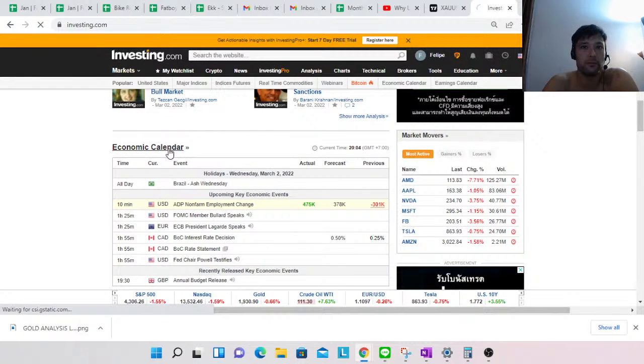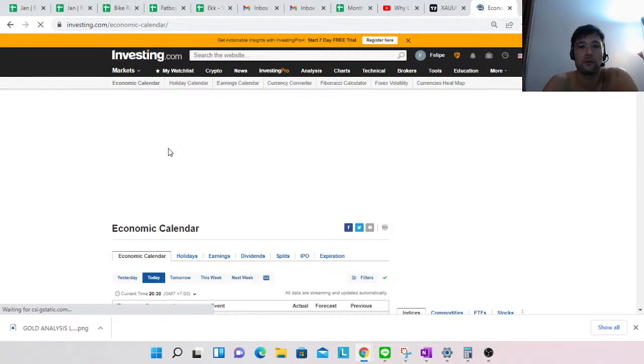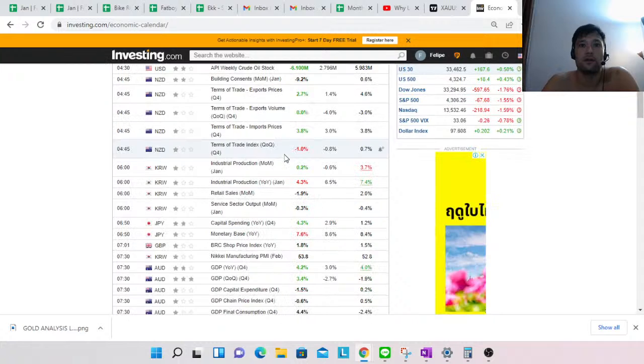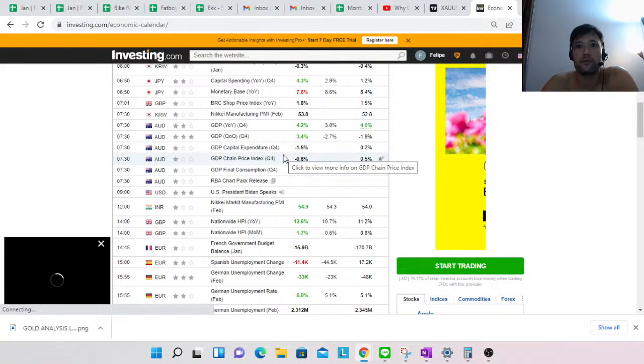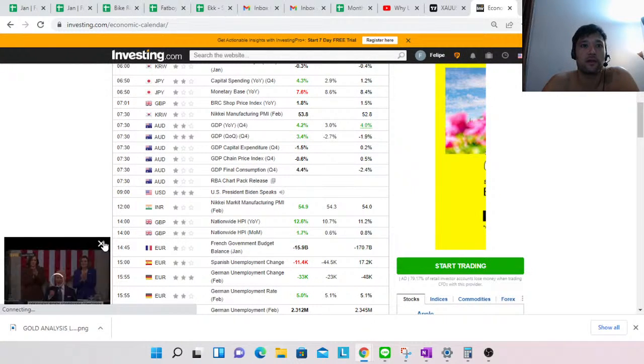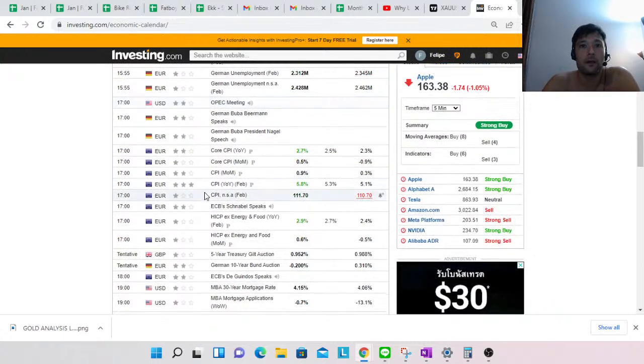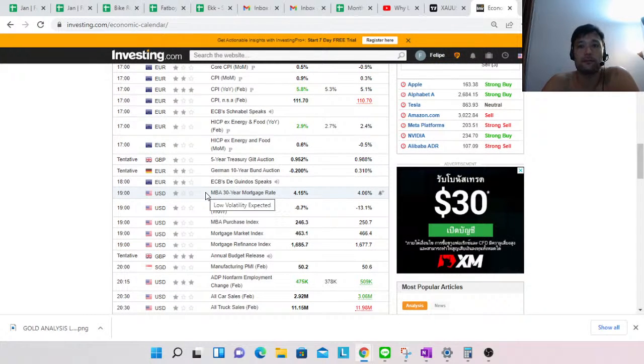On top of that, fundamentally, we have Powell potentially speaking today. It's not a big one. It's not a Fed FOMC press conference, just a testimonial. He's just testifying. But still, he could say something of interest to the gold market, especially around interest rates. I don't expect much, honestly, from Powell.